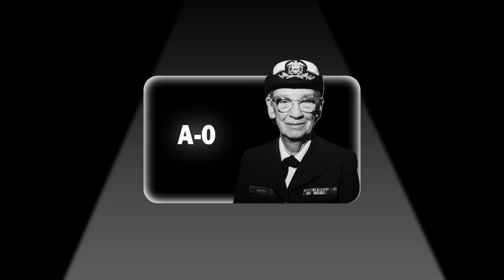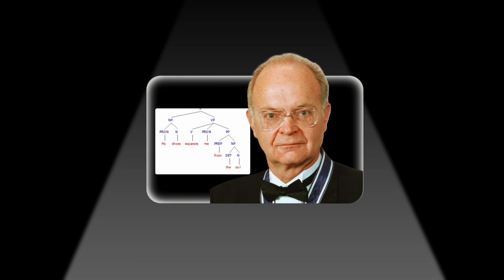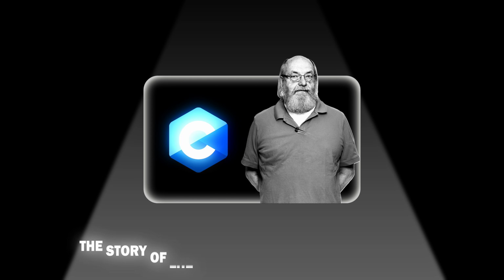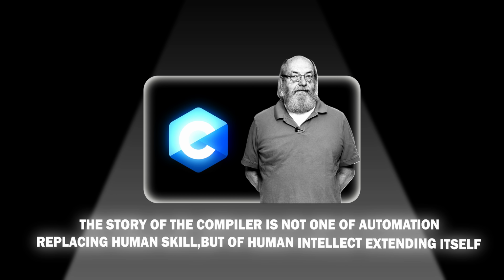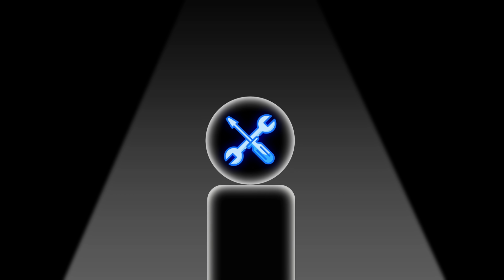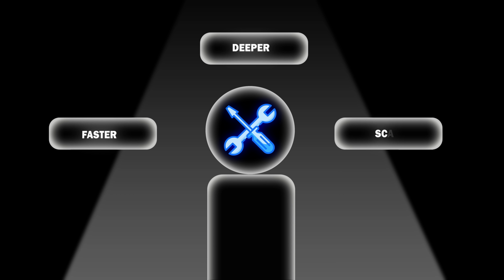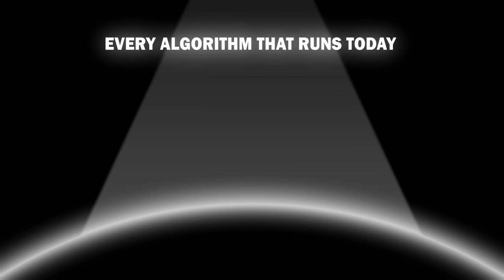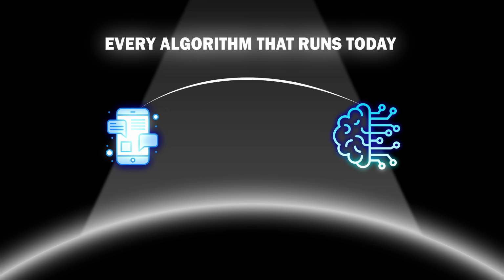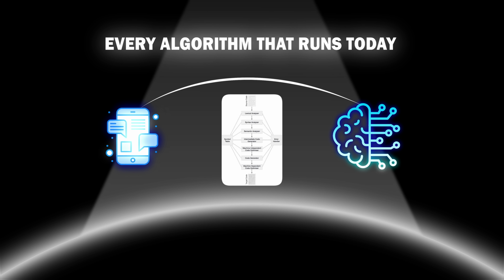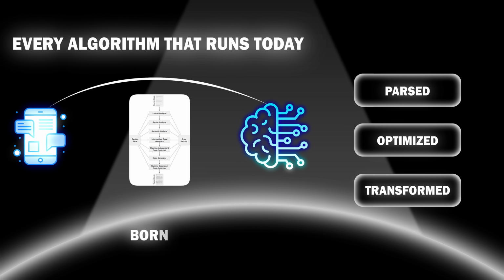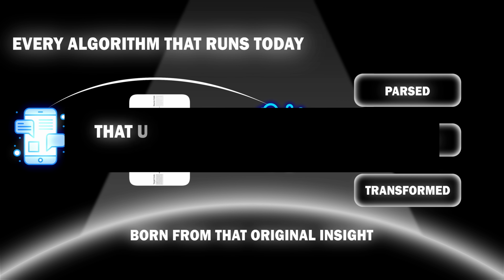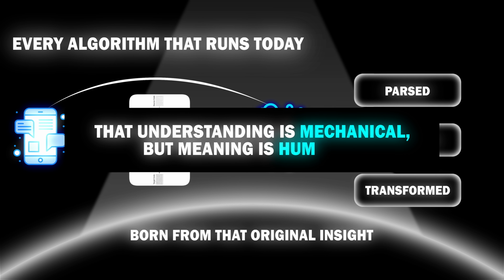From Hopper's A0 to Backus's Fortran, from Knuth's parsers to Thompson's C, the story of the compiler is not one of automation replacing human skill, but of human intellect extending itself, building tools to reason faster, deeper, and at scale. Every algorithm that runs today, from a smartphone app to a neural network, still passes through the same invisible architecture. It is parsed, optimized, and transformed by the silent machinery born from that original insight. That understanding is mechanical, but meaning is human.